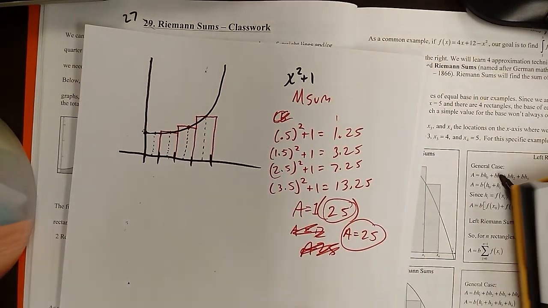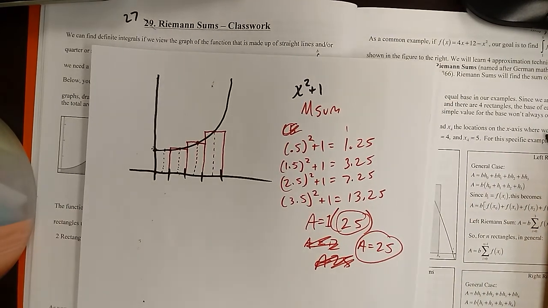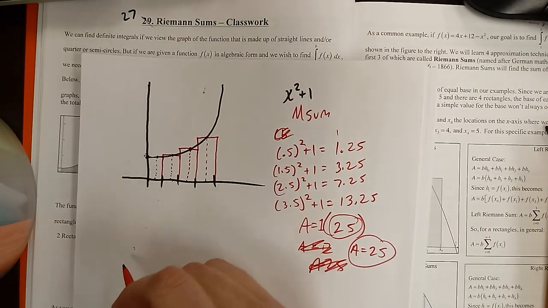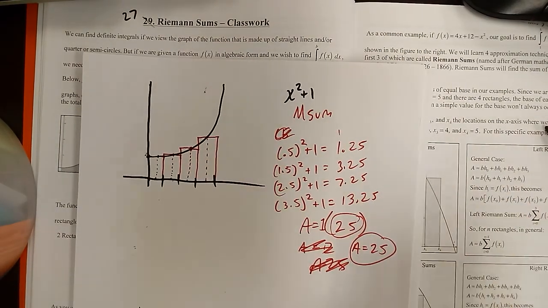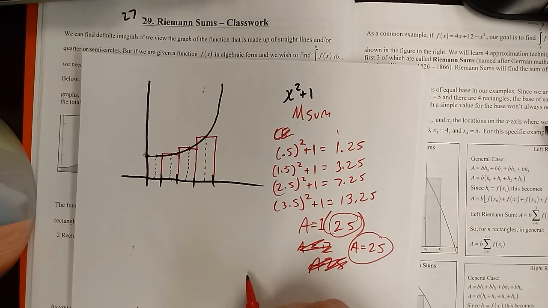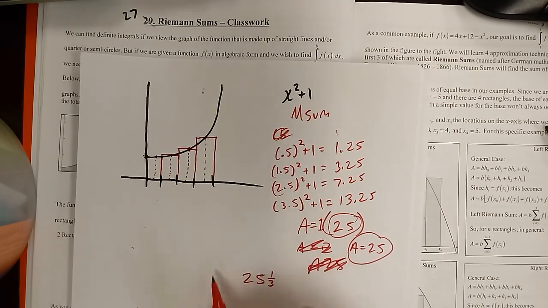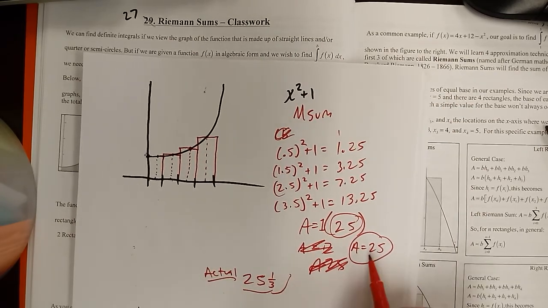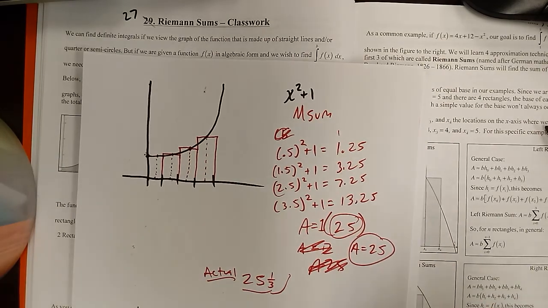So you might be curious about what the actual area is because we keep getting closer and closer and closer. So I'm going to just go and figure it out really quick. Let's see. Actual area. The actual area is 25 1/3. So this is really, really close. And that's only at 4 rectangles.